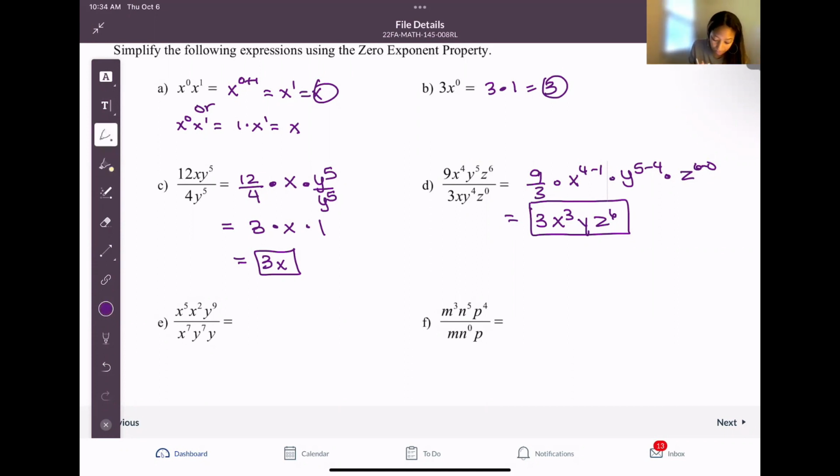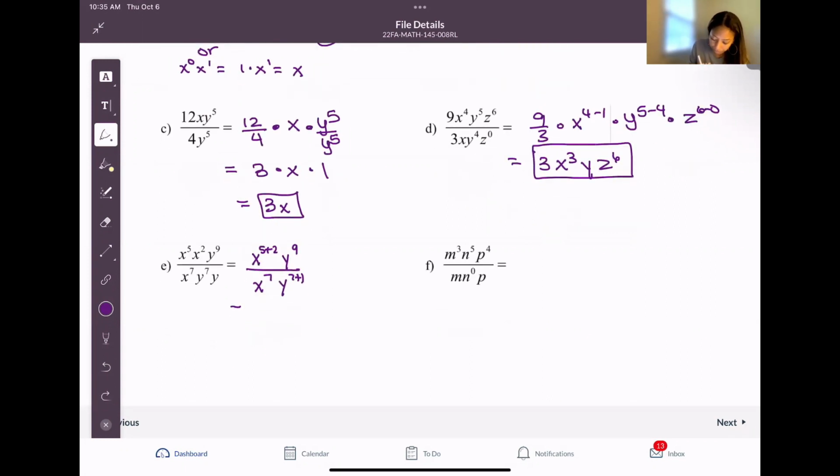So doing that, in the numerator, we have x to the 5 plus 2 times y to the 9th. And in the denominator, x to the 7th times y to the 7 plus 1. So what does that simplify to? x to the 7th, y to the 9th over x to the 7th, y to the 8th. The x to the 7th cancel each other out. And then y to the 9th over y to the 8th is y to the 9 minus 8, which is just y, or y to the first power.